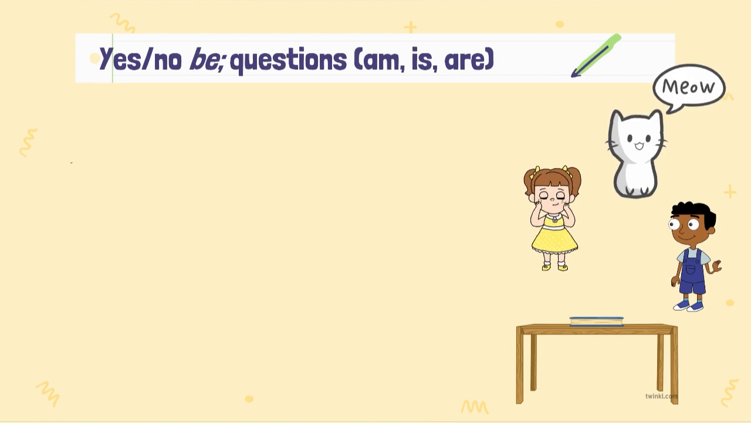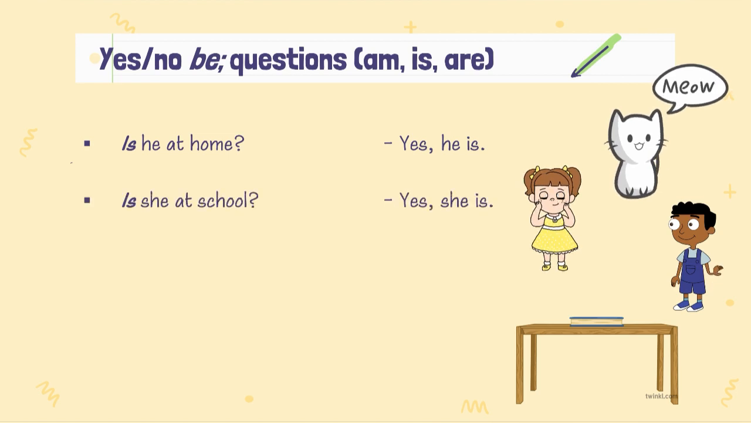The second verb to be is is. Remember, the letter S stands for satu, so we use is for singular pronouns. Is he at home? Yes, he is. Is she at school? She, only one girl. Yes, she is. Is the cat's owner in his room?